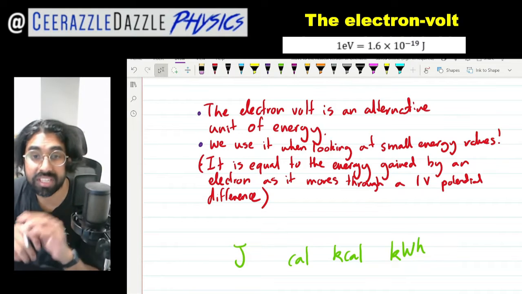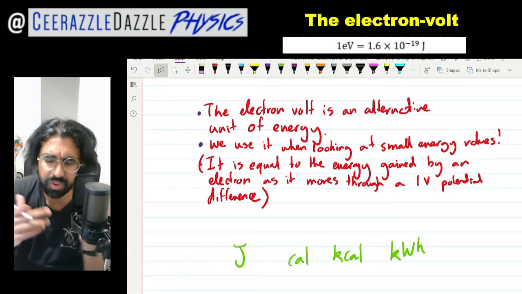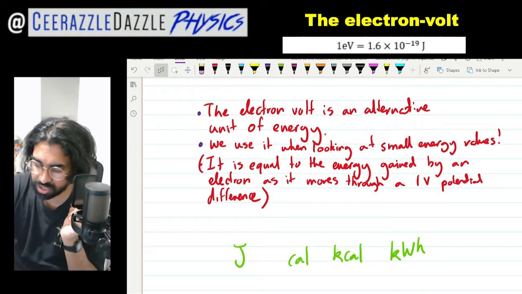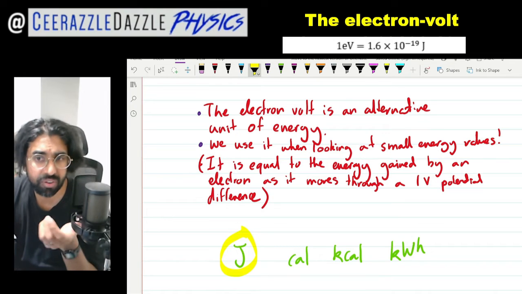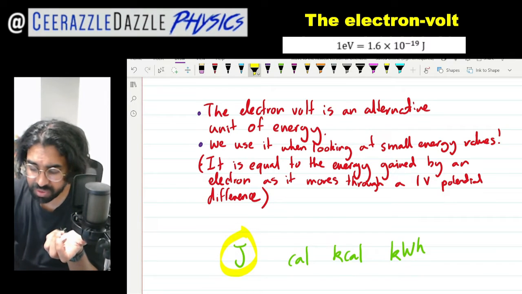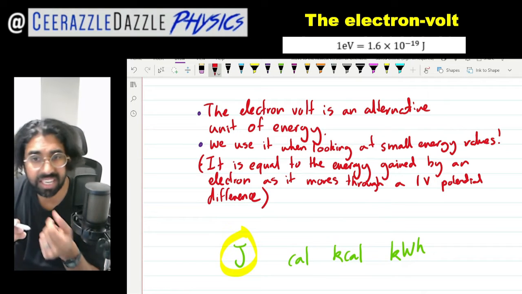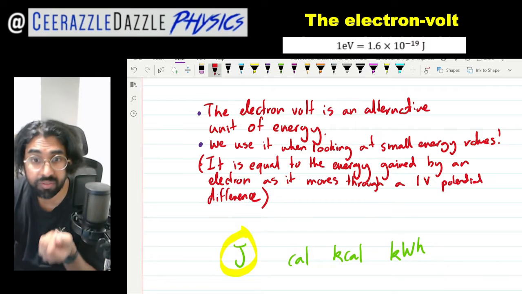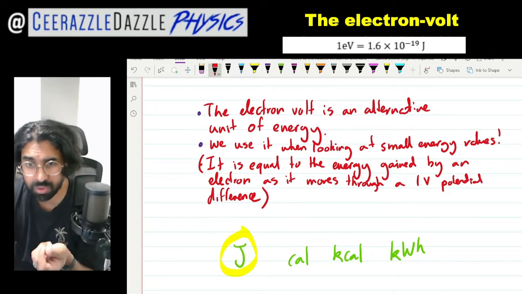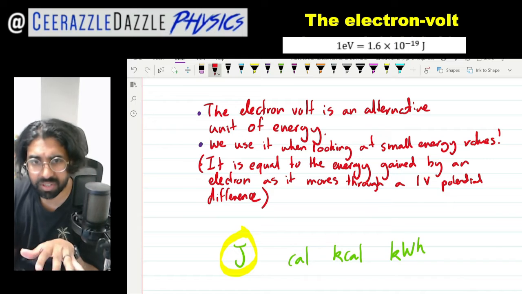The electron volt is an alternative unit of energy. So we all know what energy is, and hopefully we recognize that energy is measured in joules. Energy is usually measured in joules over here. We use the electron volt when looking at very small values of energy. So rather than using joules, we can use electron volts. It is equal to the energy gained by an electron as it moves through a 1 volt potential difference. That bit is a bit difficult, so I'm going to explain that later on in the video.